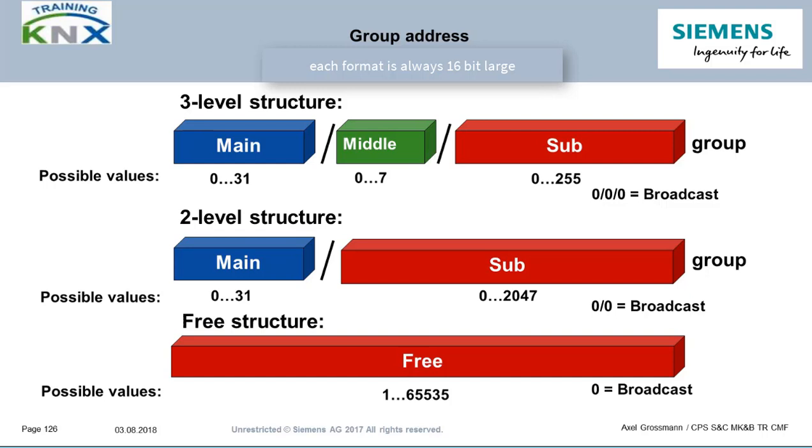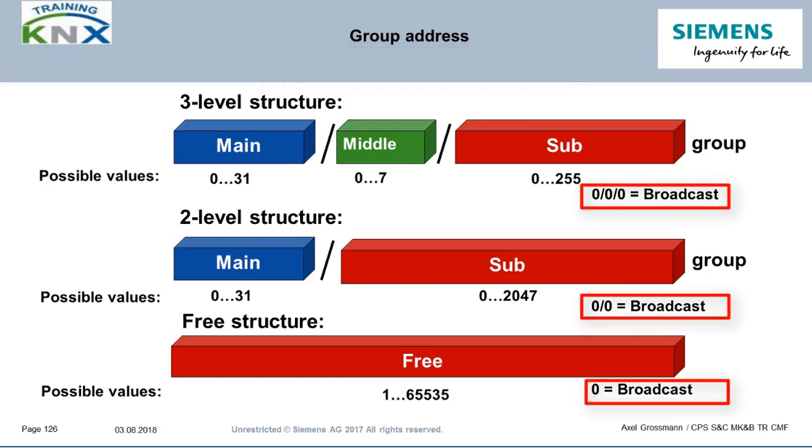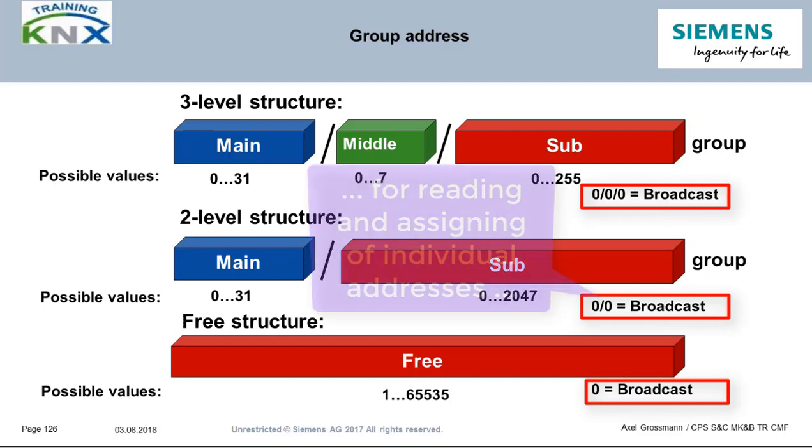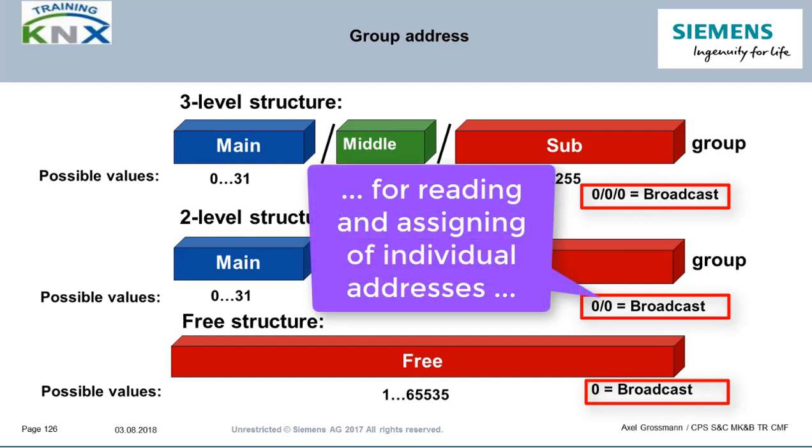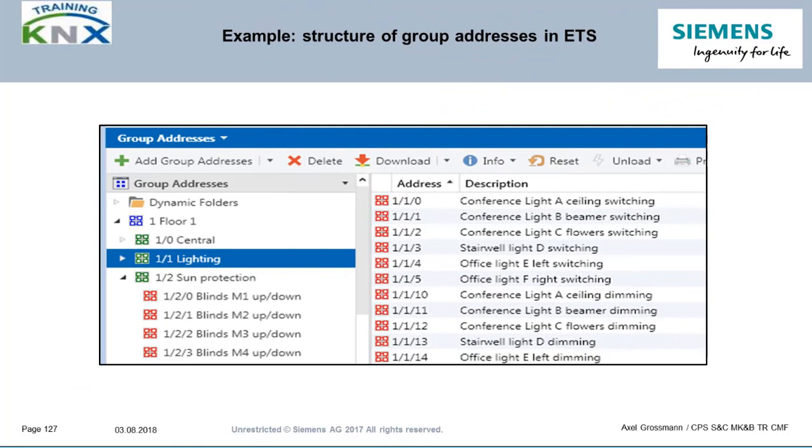There is one special group address which cannot be used for normal operation. It is the 0 address. It is called the broadcast address. It is used by the system to assign individual addresses. This image shows the three-level group address structure in ETS5. You can see the colors for the distinction of the three levels: main groups blue, middle groups green, and subgroups red.